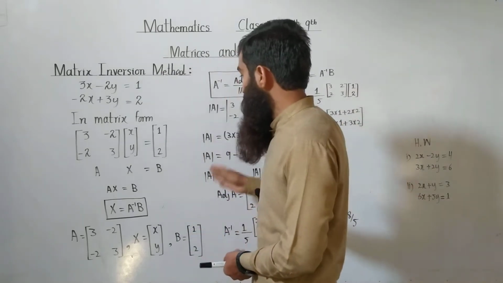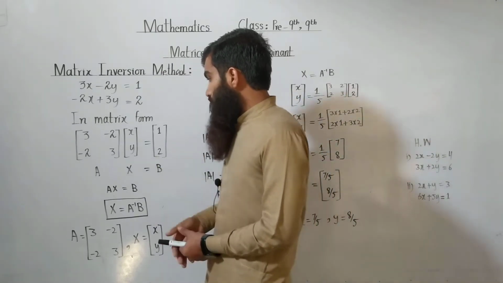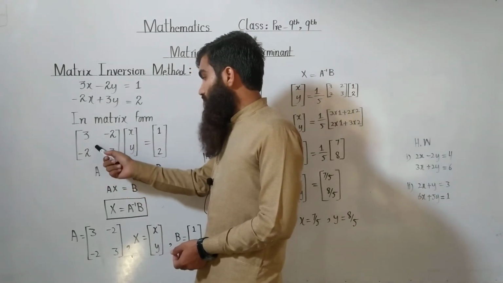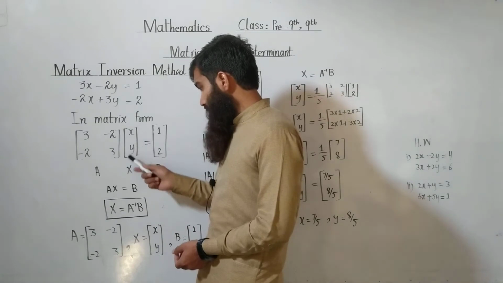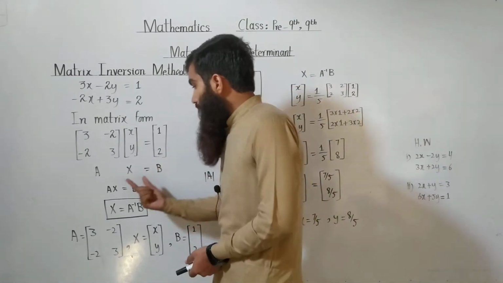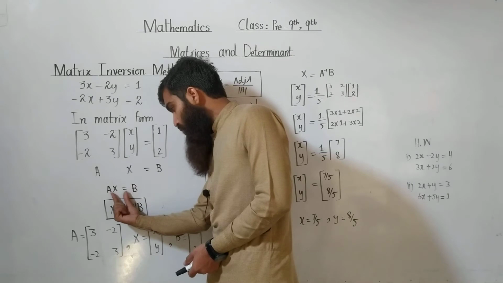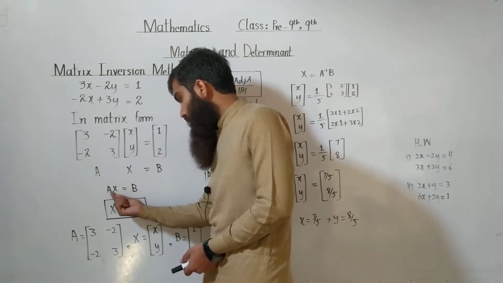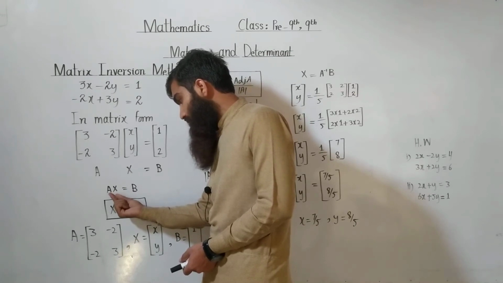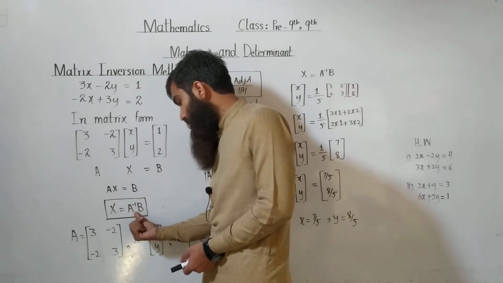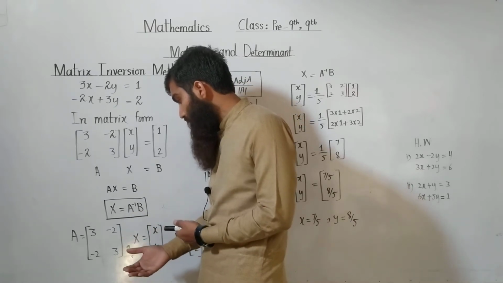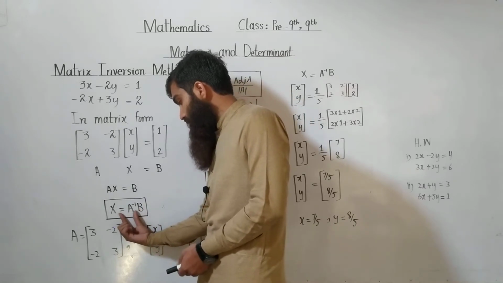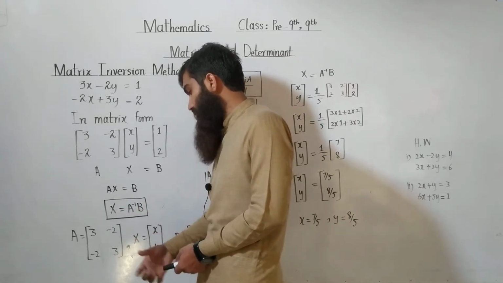After that, we will suppose this matrix is A, this is X and this is B, and on this formula we will get AX is equal to B. A is multiplying on this side and it will divide on this side, and after that, when we simplify this equation further, we will get X is equal to A inverse B.